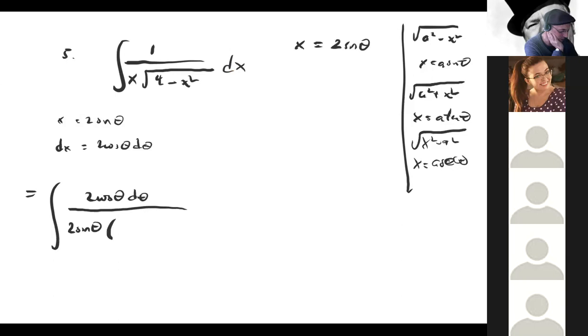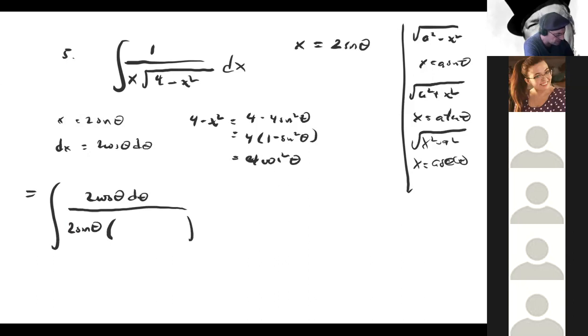And then we have this square root to deal with. And the point is that when you plug 2 sine theta in for x, you get 4 minus 4 sine squared theta for 4 minus x squared. And that's the same as 4 times 1 minus sine squared of theta, which is 4 times cosine squared of theta. And we're going to take the square root of that. And when we take the square root of that, we get 2 cosine of theta appearing. Everybody follow me so far?